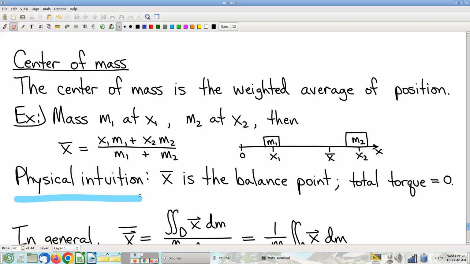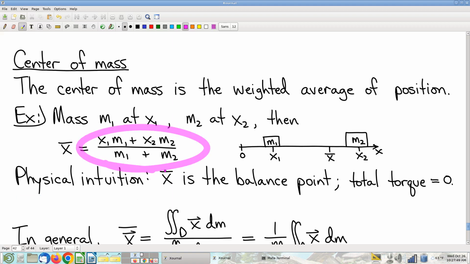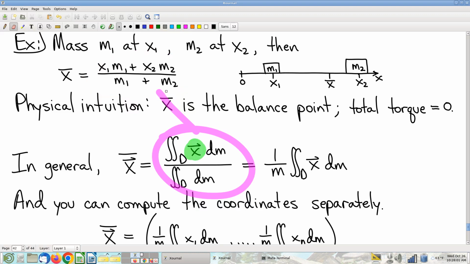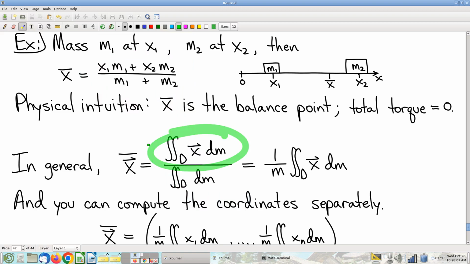Alrighty. So now this picture, of course, is based on there being just two masses. But in general, same idea: weighted average of position. Notice that position goes right there. Okay. All right. Now, the weird thing about this integral, we haven't really seen an integral quite like this one before.